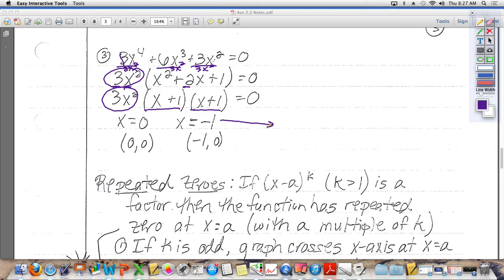When x plus 1 shows up twice, and we get an x value of negative 1, we say that it has a, do you remember this? We talked about this yesterday. It's okay if you don't remember. It's called a multiplicity. It has a multiplicity of 2. And we'll talk about what that means in just a minute. But for right now, multiplicity of 2.